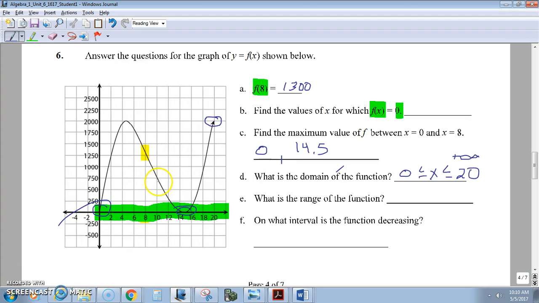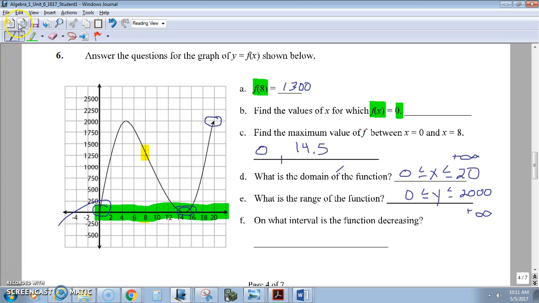What is the range of this function? Well, look at that green line I already drew. That's the bottom, right? So 0. And remember, range is y. Up to, it looks like the tippy top is 2000. But it also looks like it goes up forever. So if you put positive infinity here, I will also mark that as correct.